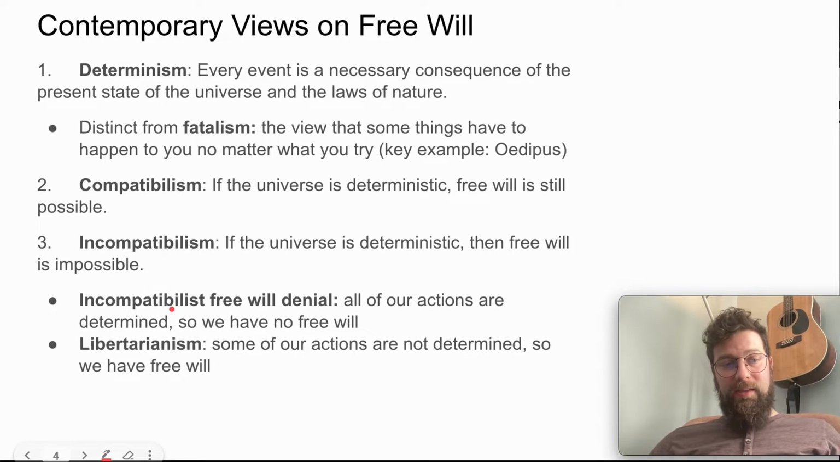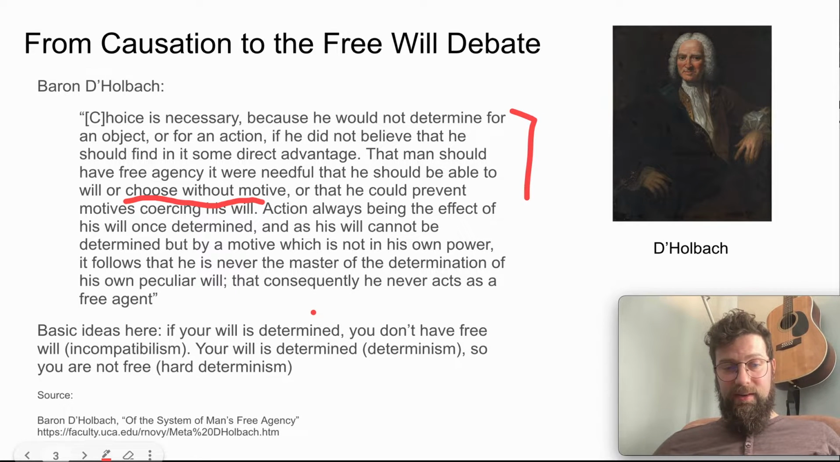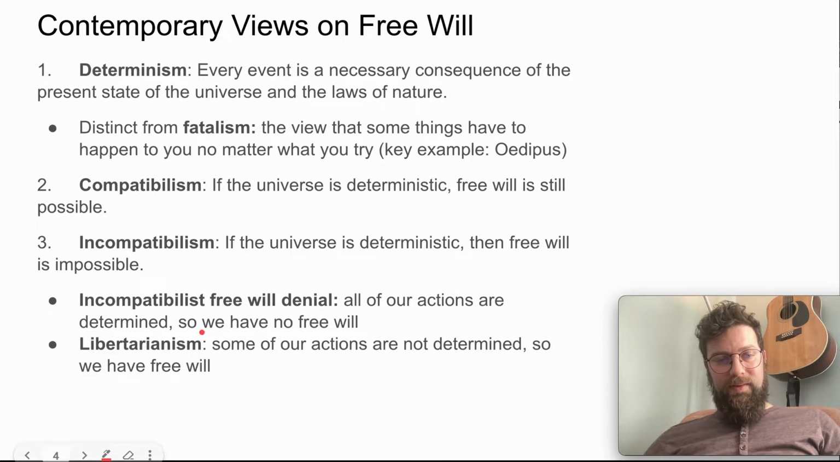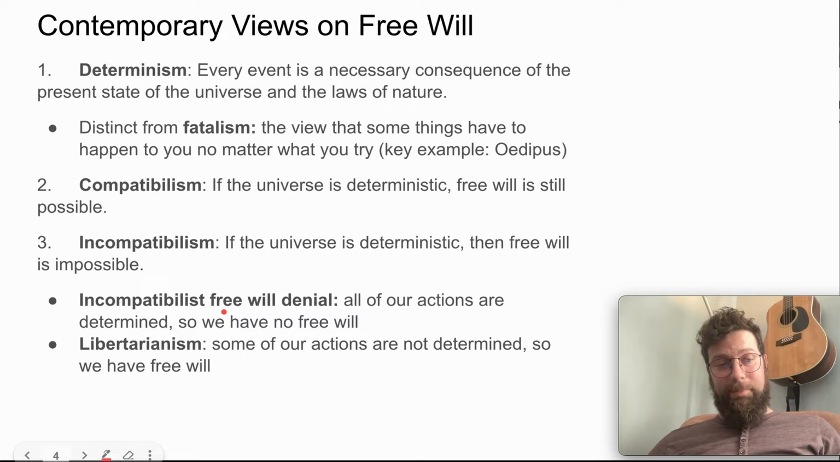So among incompatibilists, some are incompatibilist free will deniers, right? And this is what Holbach is doing, right? So Baron de Holbach basically says, look, the universe is deterministic, and we should realize, according to de Holbach, that if the universe is deterministic, there is no free will, and therefore there is none, right? So this line of thought that de Holbach has could be thought of as incompatibilist free will denial, or skepticism about free will, as it's sometimes called, or sometimes it's also called hard determinism.